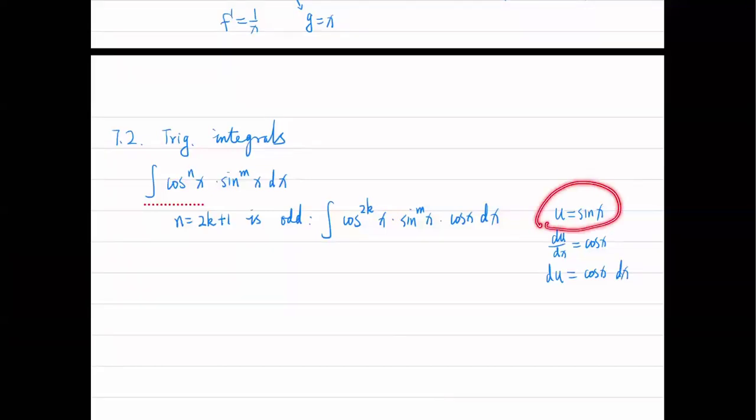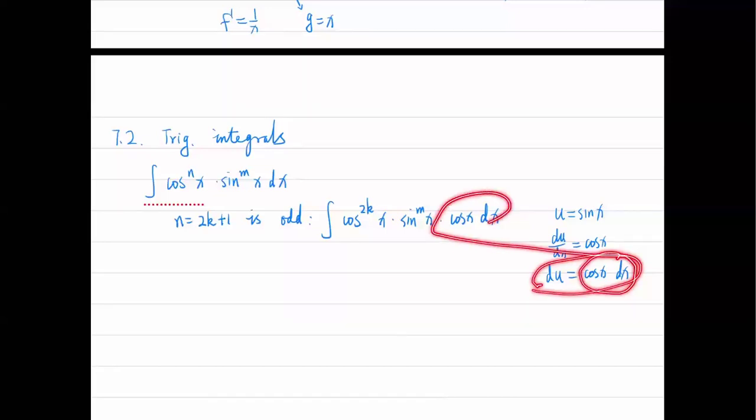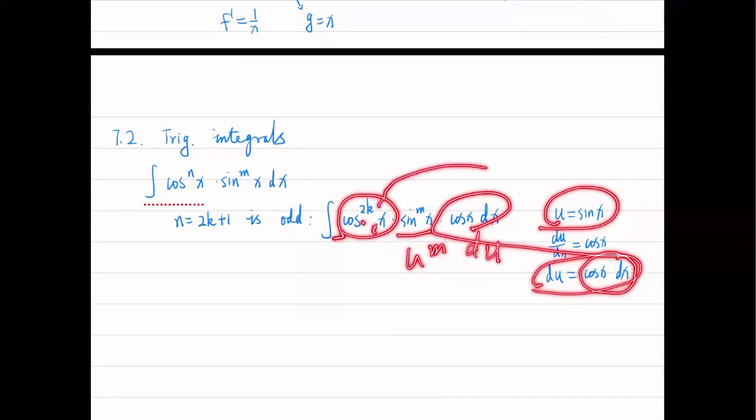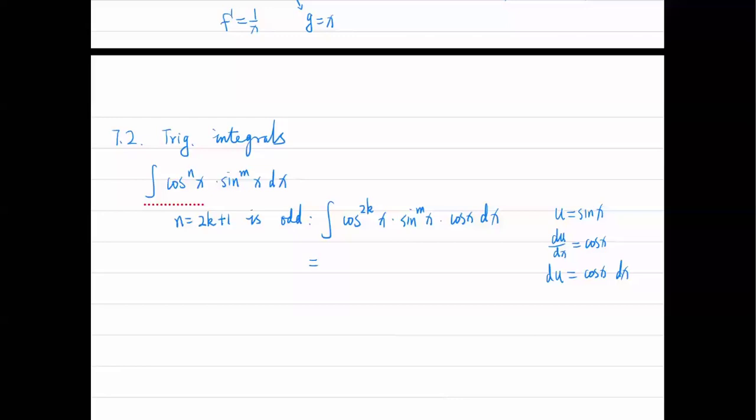The substitution, the derivative, and the differential form. So cosine x dx becomes du. u is sine x, and this will be u to the m. What about this? How could we convert this cosine to the kx to a function of u? Okay, think about this. Let me write the remaining terms.